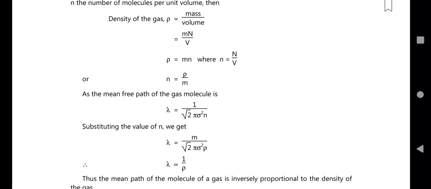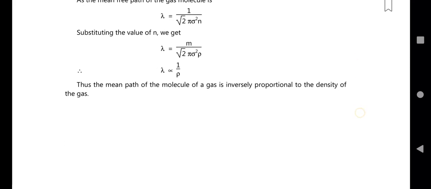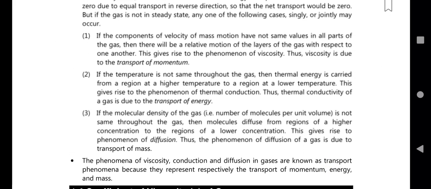The mean free path expression we have is lambda equal to 1 upon under root of 2 pi sigma square n, and by substituting the value of n in this equation we get lambda equal to m upon under root of 2 pi sigma square rho. That is, we can see here that lambda is inversely proportional to the density of the gas.